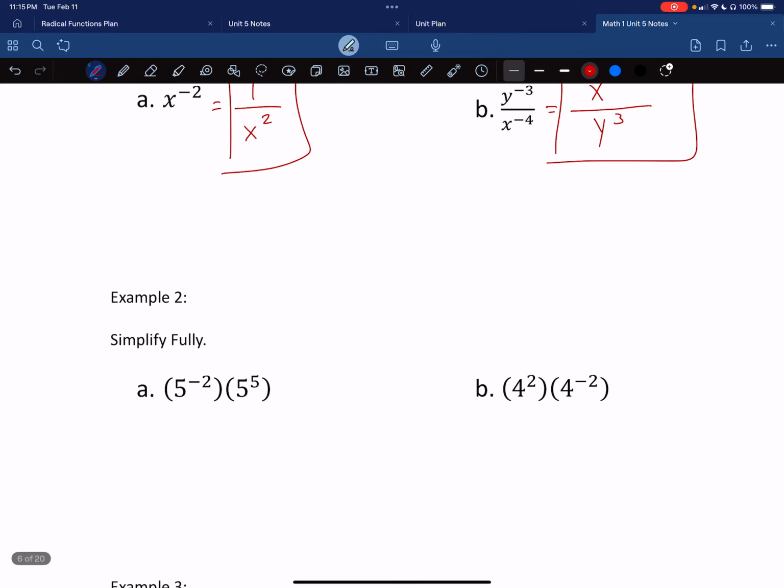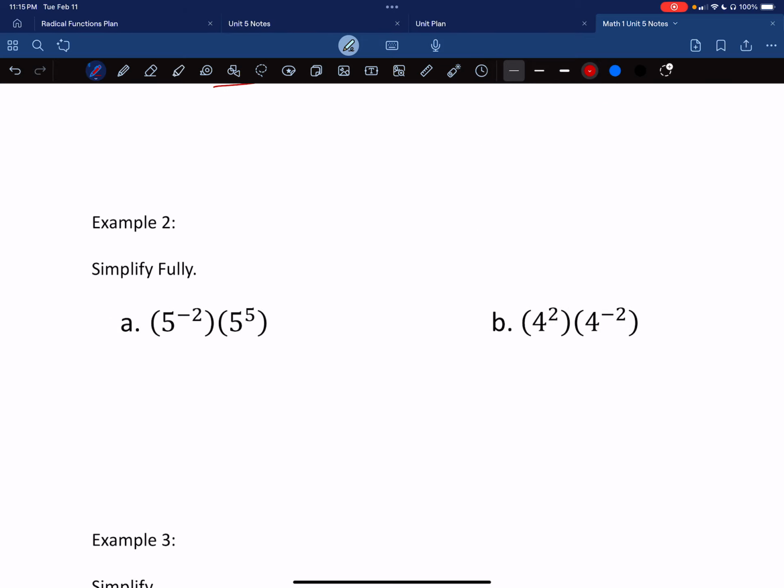So now let's take a look at this. All right, so we are multiplying 5 to the negative 2 times 5 to the 5th power. So we can use a couple different rules here. We have the same base. There's a couple different ways we can think about this. We can either go straight to moving my negative power down, or I can notice that I have the same base and combine them. And that's what I'm going to do. I have the same base, so I'm going to add my powers.